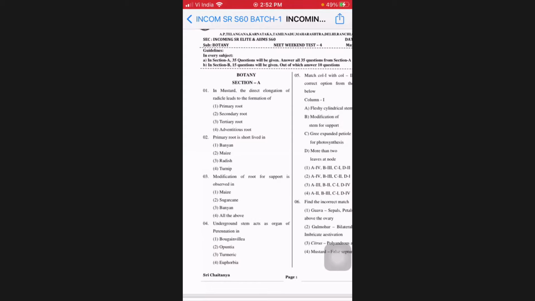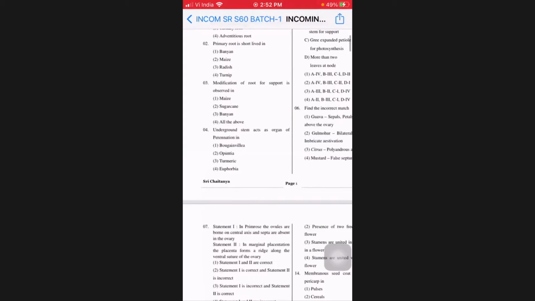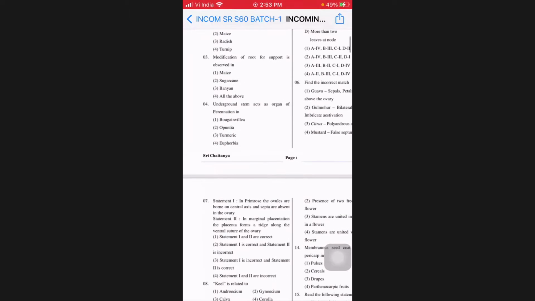Question number 2. Primary root is short-lived in monocots, where you find adventitious or fibrous roots. Banyan tree is a dicot, it has taproot. Maize is monocot, so it has adventitious or fibrous roots. So 2 is the answer. Radish and turnip are dicots with tuberous taproot. Both are Brassicaceae members, because the Brassicaceae family is taken as the example under semi-technical description. In fact, the Brassicaceae member mustard is taken as the example for the morphology diagram also.